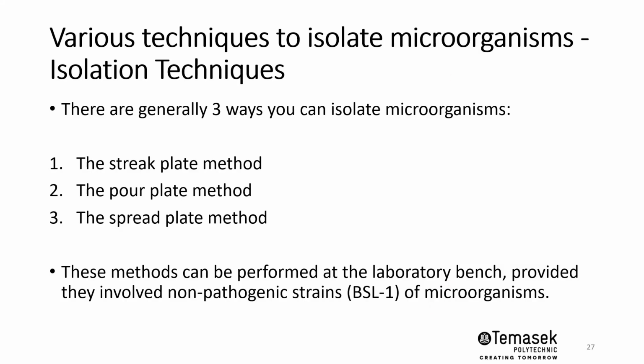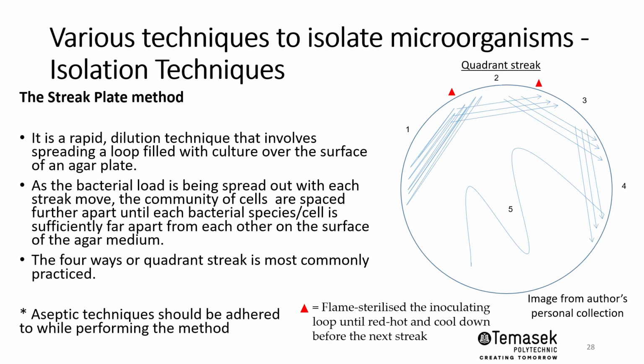So I want to talk about the first method in terms of isolation technique. So this is the streak plate method. The streak plate method is a very rapid dilution technique that involves spreading your inoculation loop filled with your culture over the surface of an agar plate. This can be a differential media or it can be a general media. So all in all, the main aim is to actually spread the bacterial load with each streak move here.